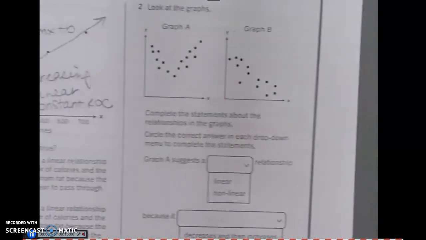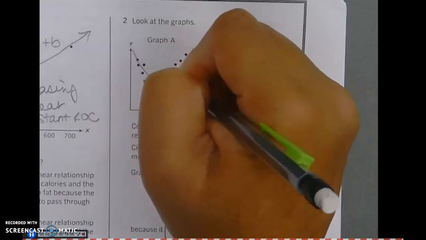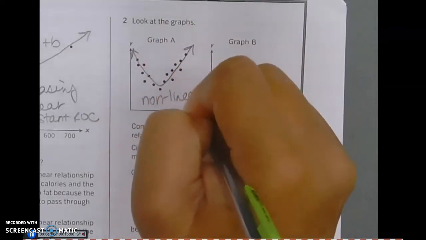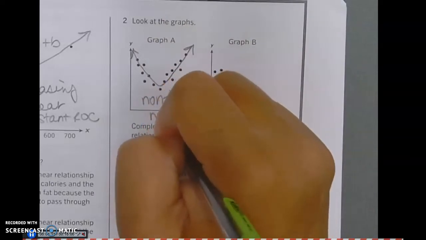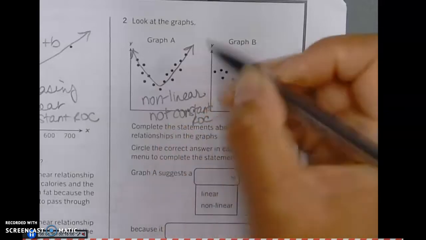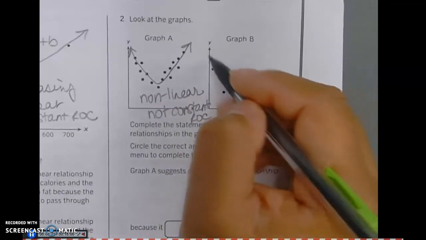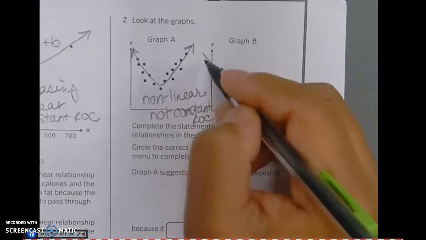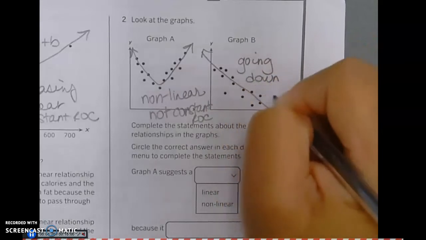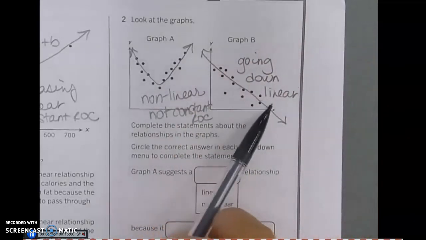All right, number 2. It says look at the graphs. This is going down first, then increasing. This is nonlinear because it's not a constant rate of change, because my rate of change goes down first, then it changes and goes up, and that's not what I need. And then this is steadily going down. It is linear because I can draw a straight line through it and my points will follow the pattern.